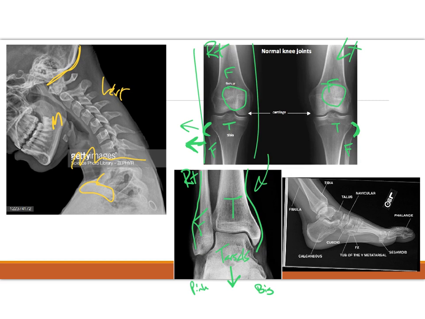Now, if we are looking at the hand or foot, it's really hard to tell if it's right or left. So I'm going to tell you in that situation. So this is someone's left foot. You can see the bones and stuff going on in there too.